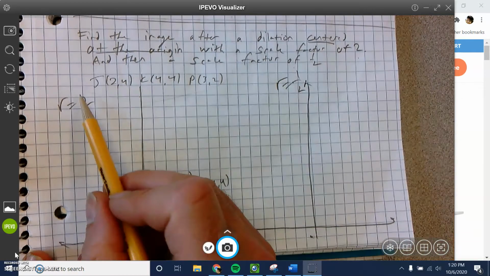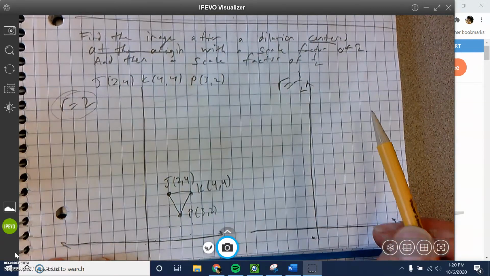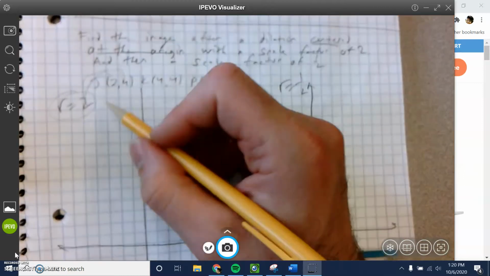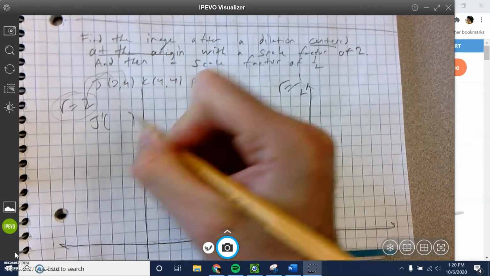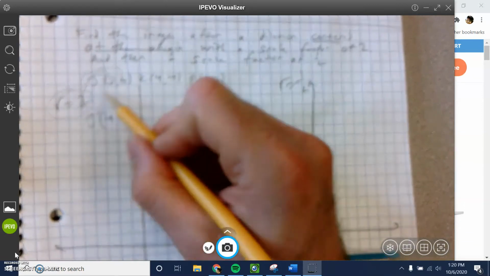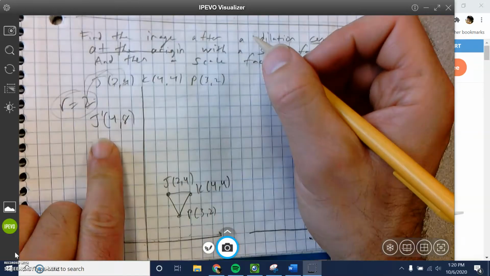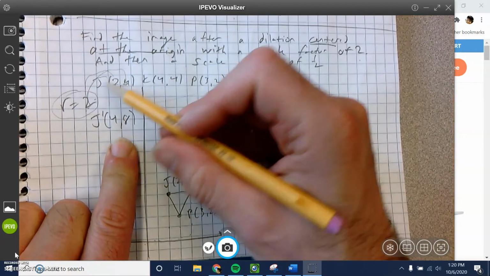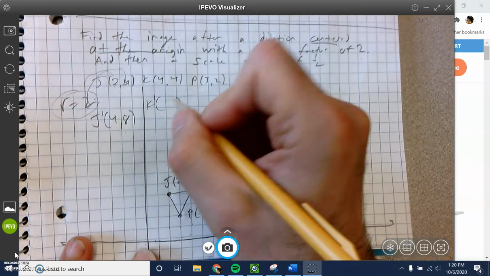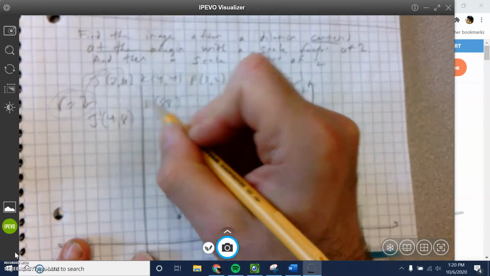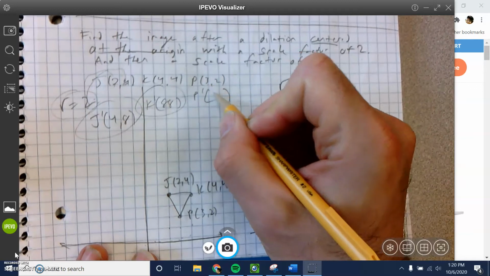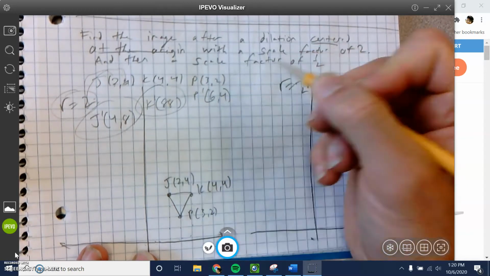Okay. So now my scale factor is 2. So what am I going to do? I'm going to multiply every coordinate by 2. So J prime, 2 times 2 is 4, 4 times 2 is 8. So J prime is 4, 8. You just double, I multiply both coordinates by 2. So K prime, 4 times 2 is 8, 4 times 2 is 8. Cool. What's P prime going to be? Yeah, 3 times 2 is 6, 2 times 2 is 4.